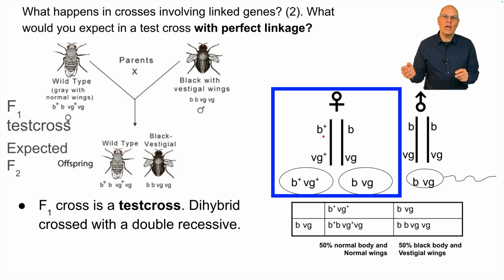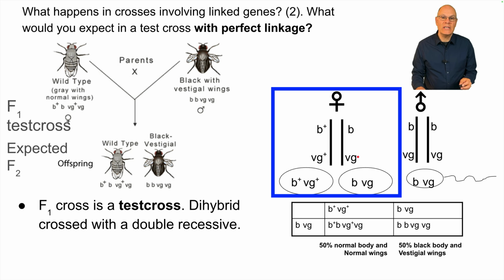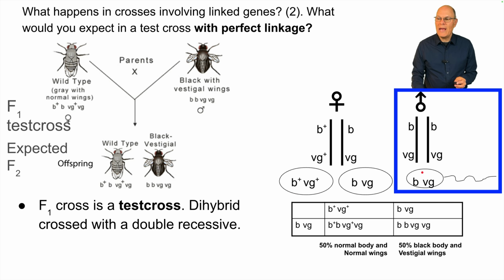Here's a representation of the female. On one of her chromosomes, she'll have B plus and VG plus. On the other chromosome, she'll have B and VG. The male is a double mutant and he has B and VG on both of his chromosomes. When the female produces gametes, half of her gametes will have B plus and VG plus, and half of her gametes will have B and VG. That's assuming perfect linkage. In the male, all of the sperm have to have B and VG.